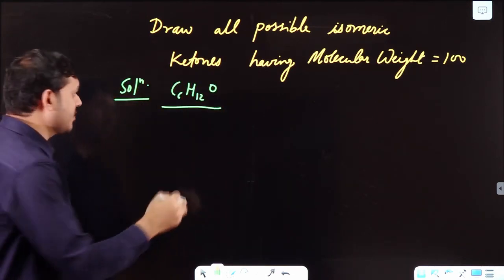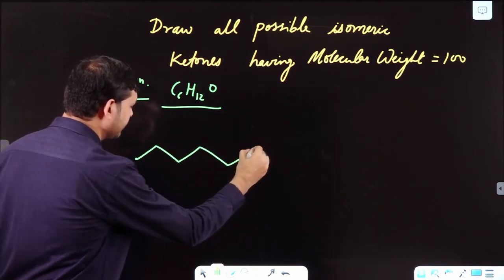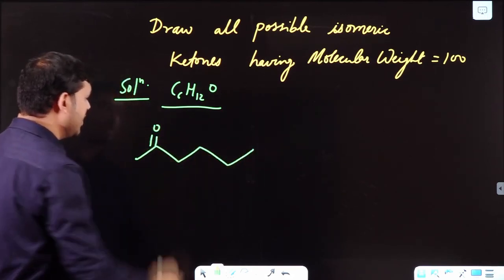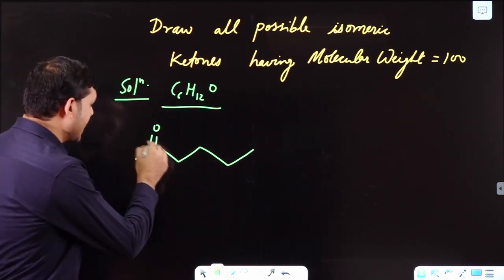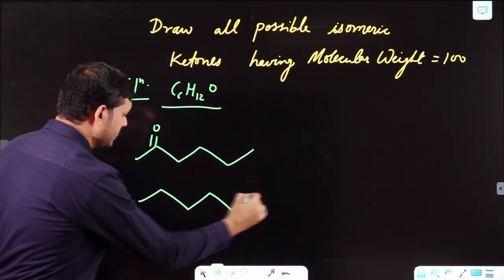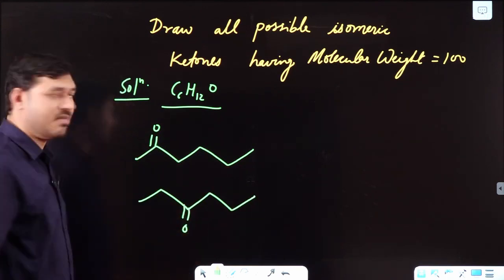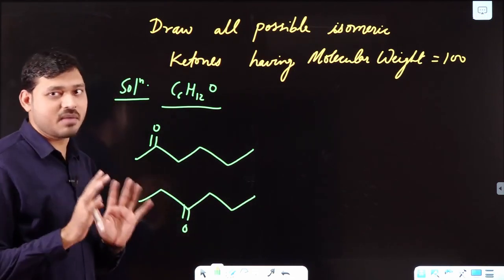First, take the case of 6 carbon chain. In 6 carbon chain, you have two possibilities. 1, 2, 3, 4, 5, 6. Second carbon is having C double bond, or third carbon is having C double bond. Two possibilities. Now, let's take the case of 5 carbon atoms chain.